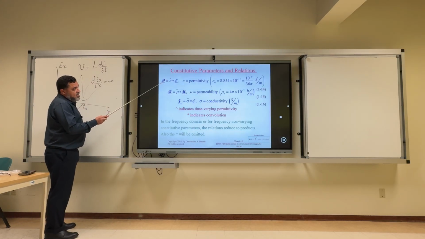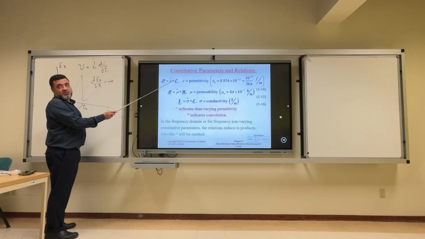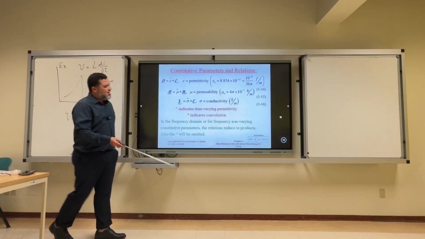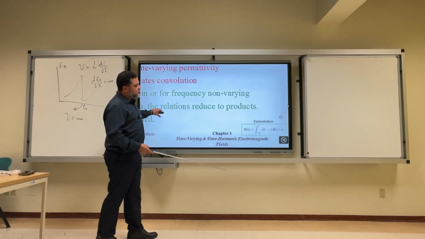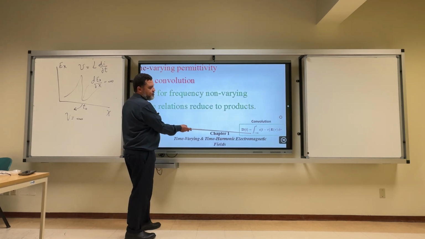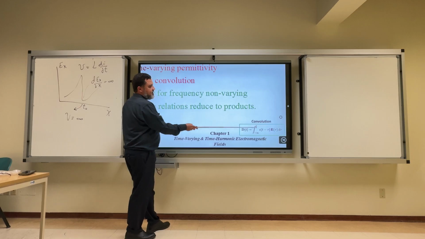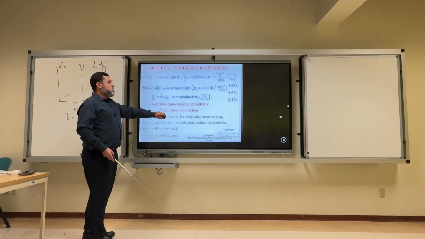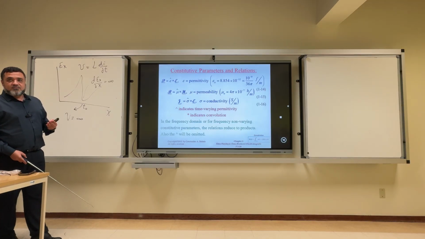Basically, the electric flux here depends on the instantaneous value of the electric field and the previous values, the history of the electric field. To account for this, we must use convolution. Convolution is like a time integral. To expand it, it will be the integration from minus infinity to t of epsilon(t minus tau) times E. This is convolution. So it depends on the electric field at all times, the instantaneous value and the previous values. So the material has a memory.